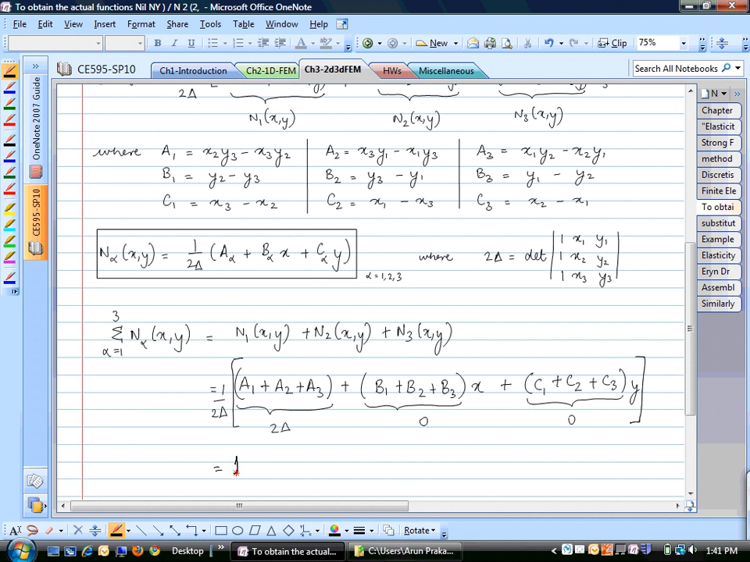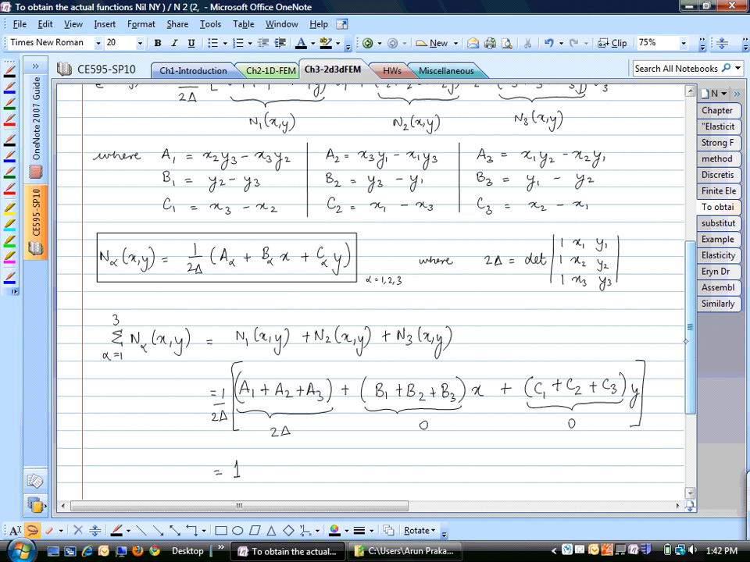we get 1. And this is a very important property of almost all finite elements. The sum of shape functions at any point within the element turns out to be 1. And this is an important property that is called completeness. And we'll take a look at that a little bit later in a few lectures.